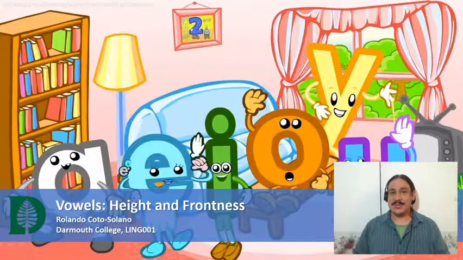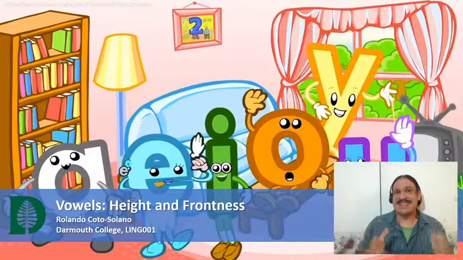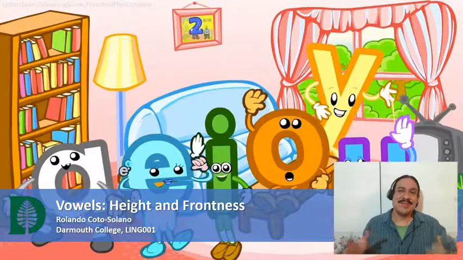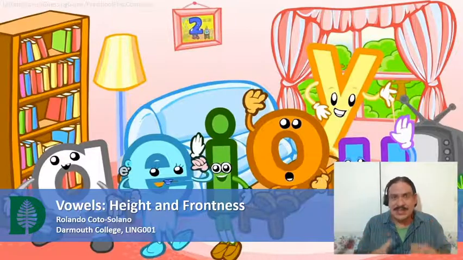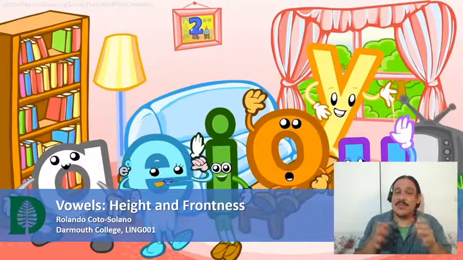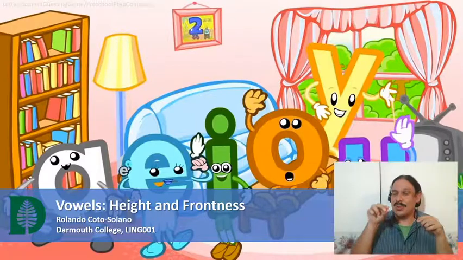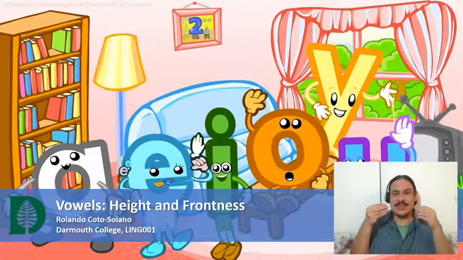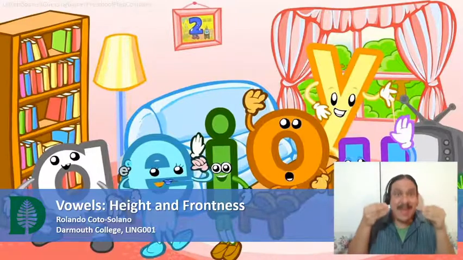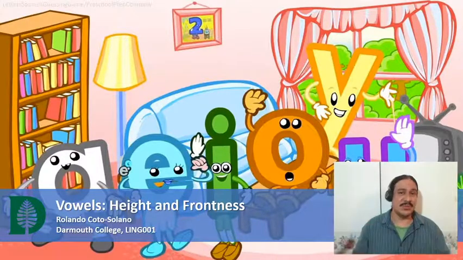In the last few videos, we have been looking at consonants and at how we can describe consonants. In the next few videos, we will be looking at vowels and how we can describe the vowels in a language. We need to describe, first of all, their height, or the height of your tongue inside of your mouth, and the frontness, or how much to the front or back your tongue is when you are producing the vowel.